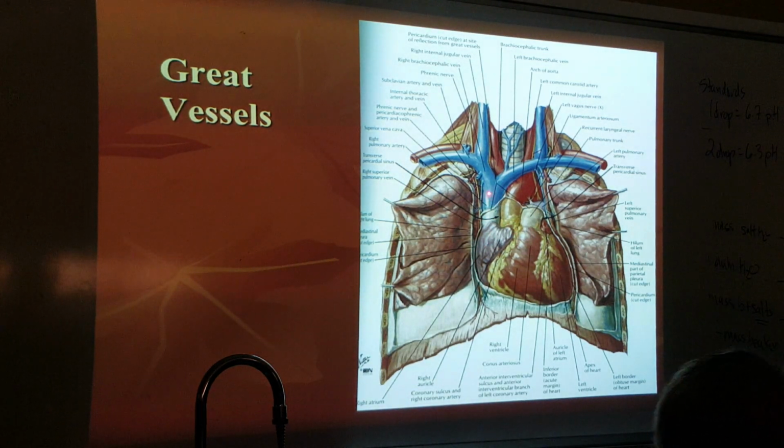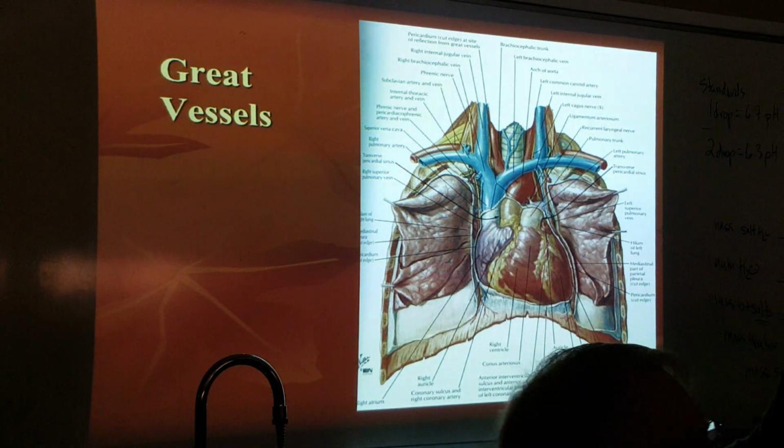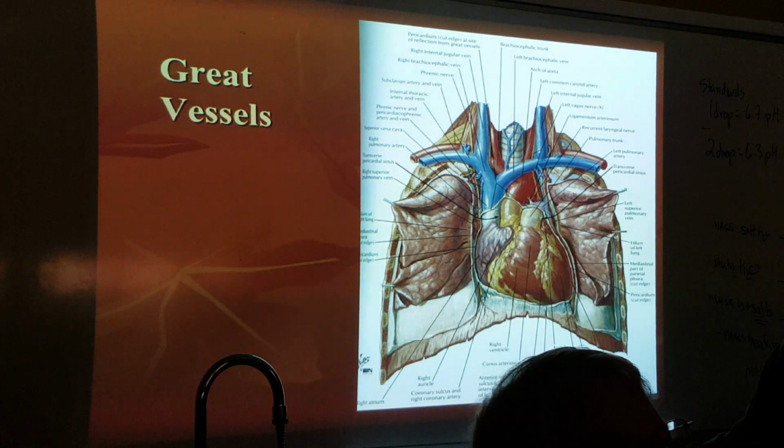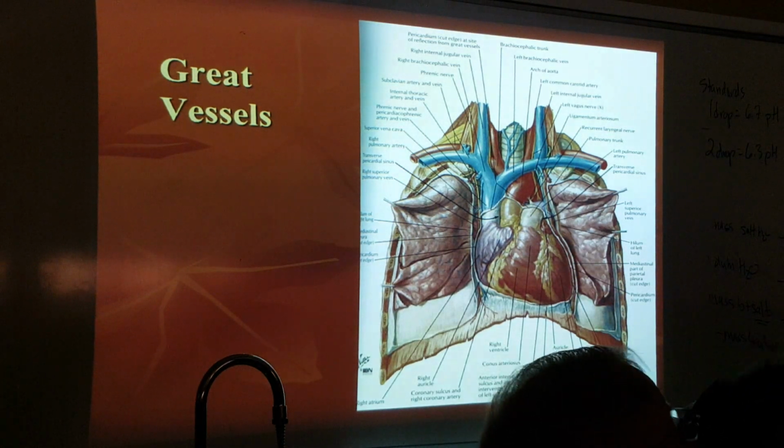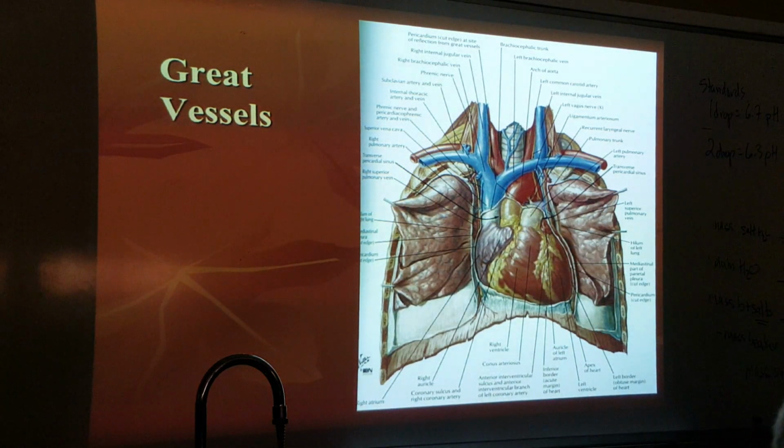So the veins are a little easier to learn because of the symmetry of their branching pattern. The arteries are not very symmetrical. It's hard to have symmetry when you have 3 branches coming off the aorta. Right away that kind of messes up your symmetry. The veins are always superficial to the arteries, which kind of helps protect the arteries.